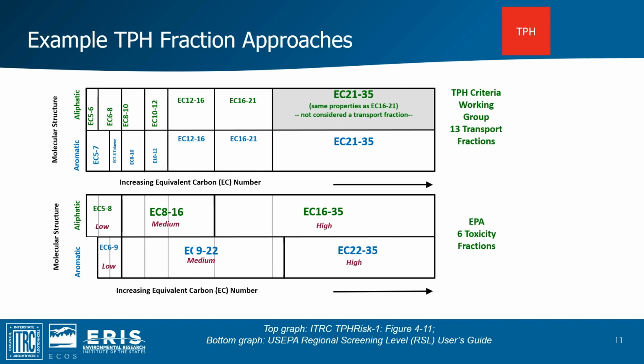The second TPH fraction approach is based on toxicity fractions identified by EPA. As you may notice, there are only 6 large blocks in this approach, which is due to limited availability of toxicity data for each fraction. To simplify our discussions going forward, we will only present EPA's toxicity fractions, called low, medium, and high, for aliphatics and aromatics in order to illustrate TPH composition changes.